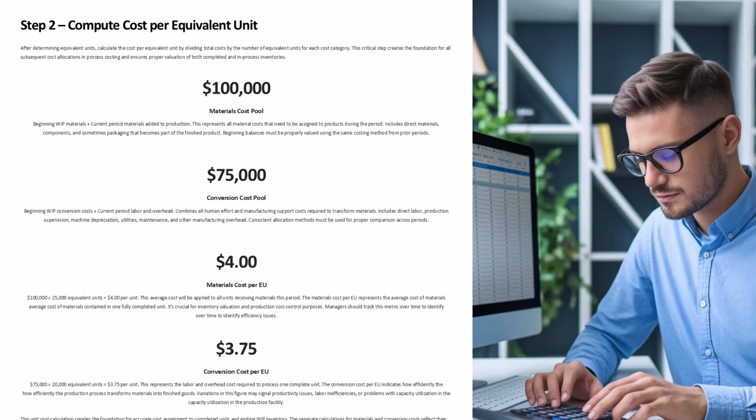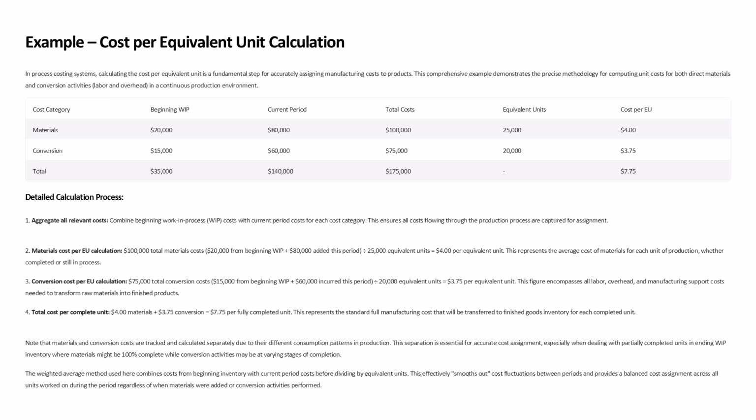Slide 23, example, cost per equivalent unit. Let's solidify this crucial calculation with a concrete example that demonstrates how to determine cost per equivalent unit. Imagine a juice bottling company with the following data for its filling department. Beginning inventory costs of $20,000 for materials and $15,000 for conversion. Current period costs of $80,000 for materials and $60,000 for conversion. Equivalent units of 25,000 for materials and 20,000 for conversion.